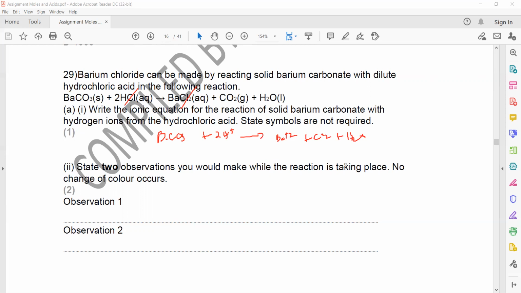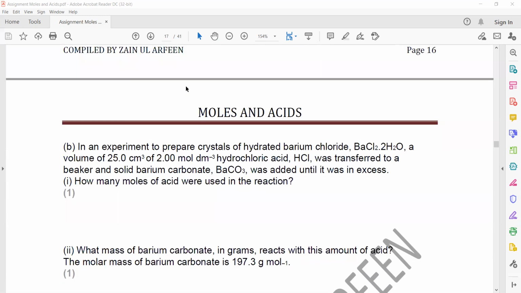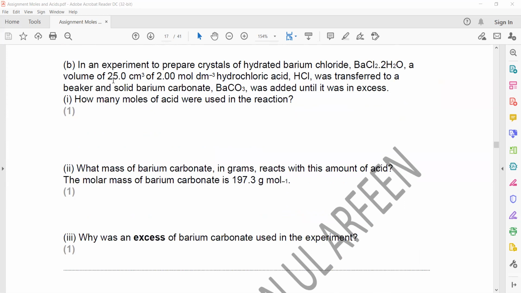Two observations would take place; no change in color occurred. Observation 1, what we observe: fizz, bubbles, effervescence, and the second, the solid dissolves. When acid is reacting with carbonate, carbon dioxide gas is produced. That's why there is fizz, bubbles, effervescence, and the solid dissolves.